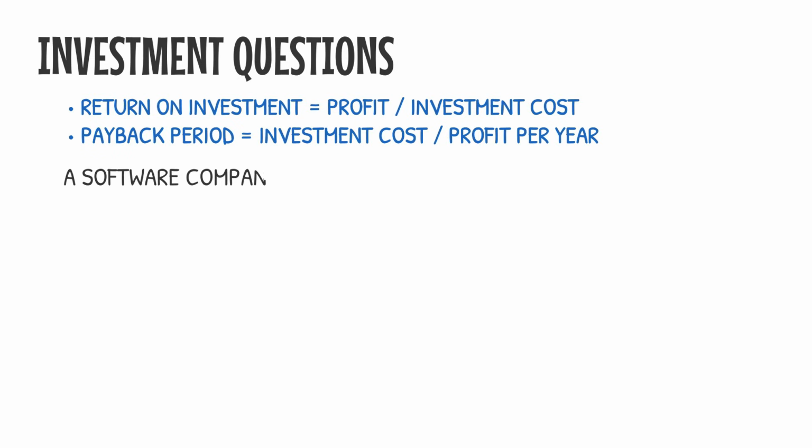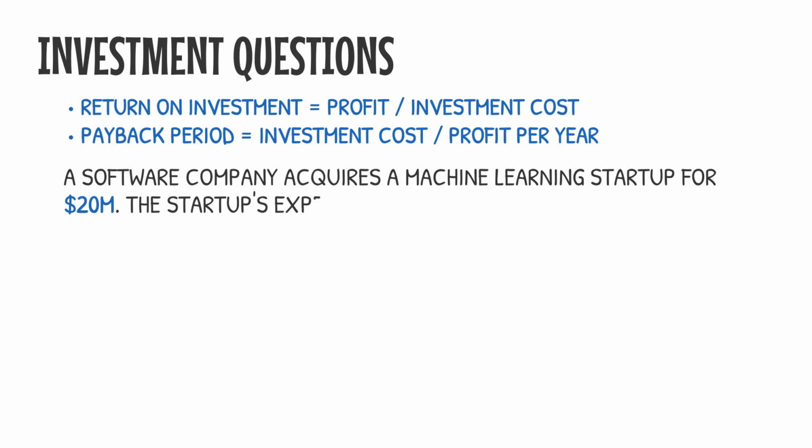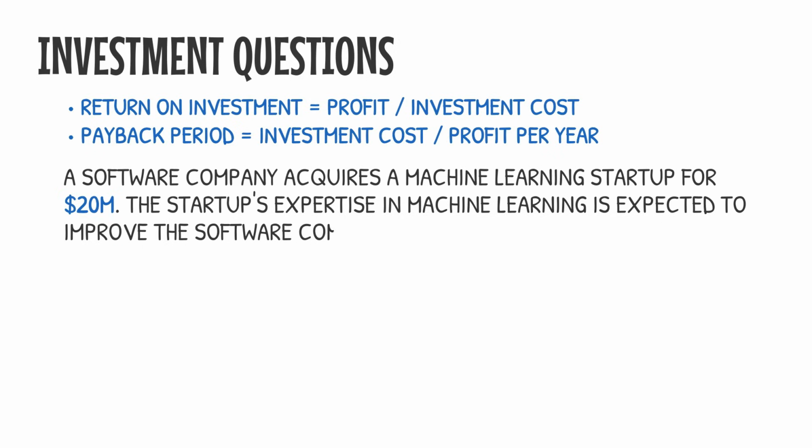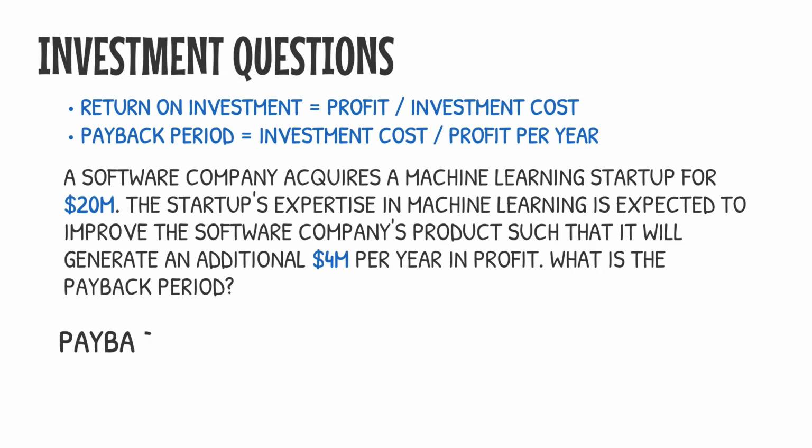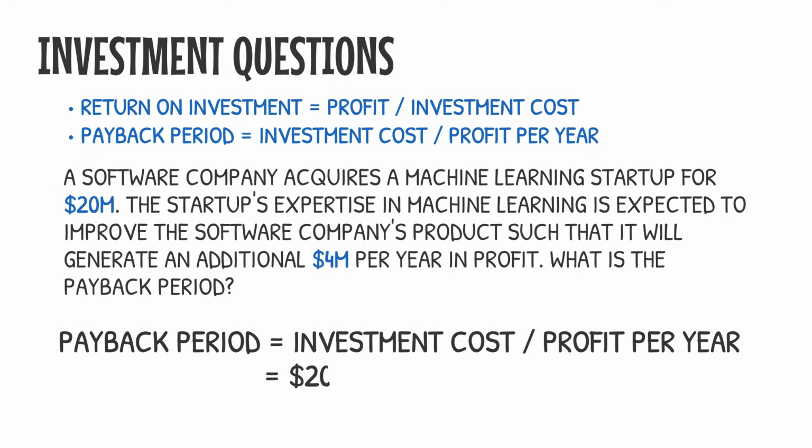Example: a software company acquires a machine learning startup for $20 million. The startup's expertise in machine learning is expected to improve the software company's product such that it will generate an additional $4 million per year in profit. What is the payback period? Payback period equals investment cost divided by profit per year, or $20 million divided by $4 million, which is 5 years. It will take 5 years for the software company to recover the cost of the investment.